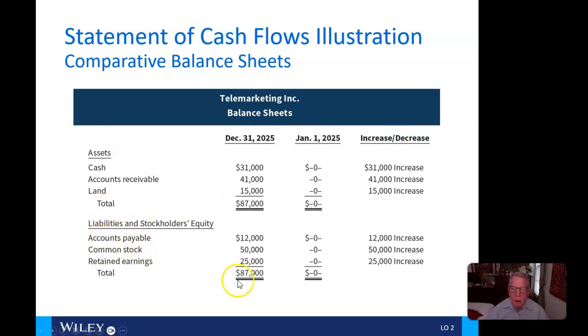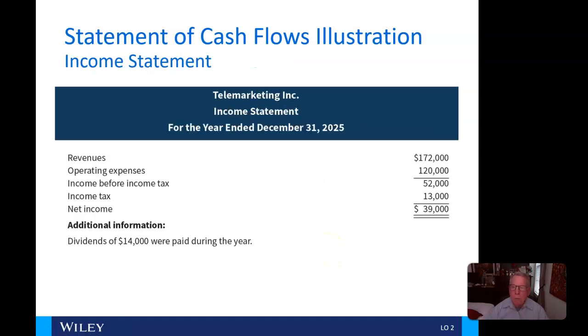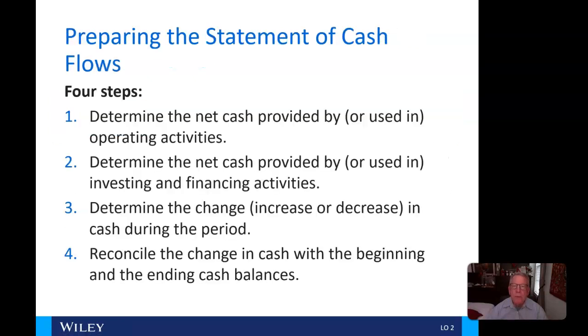All right, I'll let you look at that for a second. So now, here is our income statement. We made revenues, we had operating expenses, we had income before tax, in this case operating income, and we have some income tax. So now we have our net income or profit after tax. You'll note here that dividends are not, I repeat, not included in the income statement. In this case, though, they did pay $14,000 during the year.